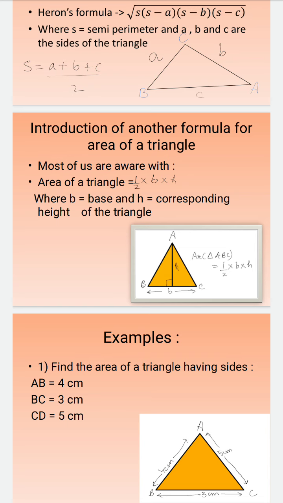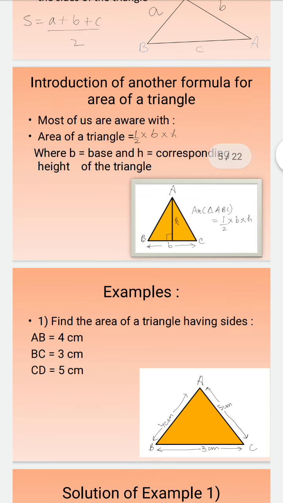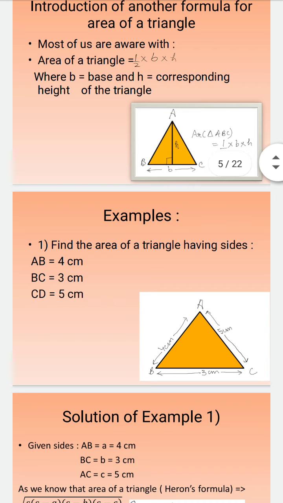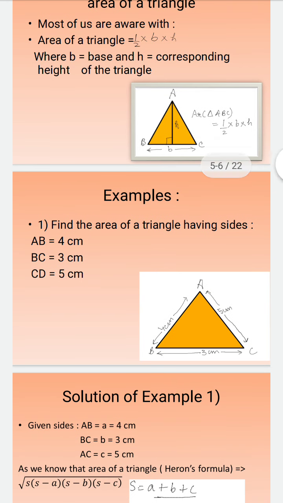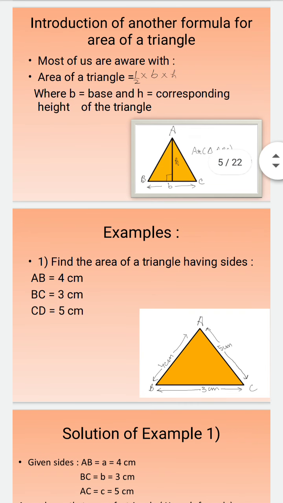Similarly, here we have seen one example. If we have to find the area of a triangle having sides AB equal to 4 centimeter, BC equal to 3 centimeter and CD equal to 5 centimeter, here the height is not given. What we will do in such a question, we will discuss later.